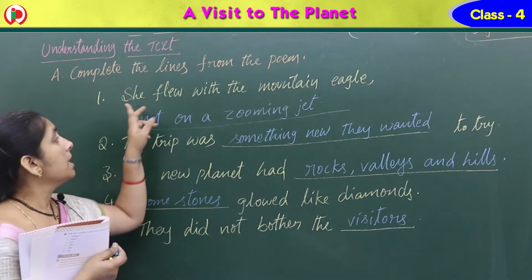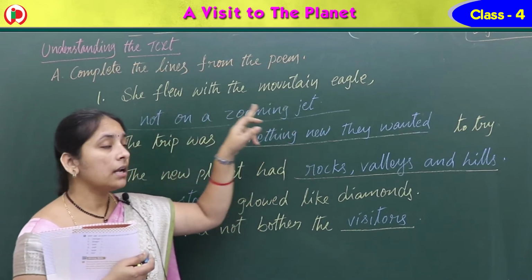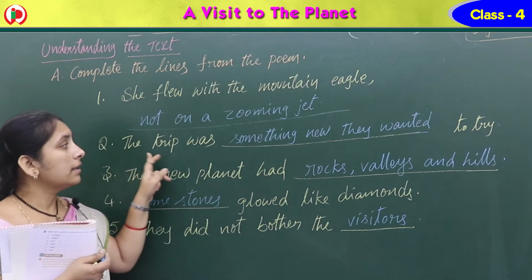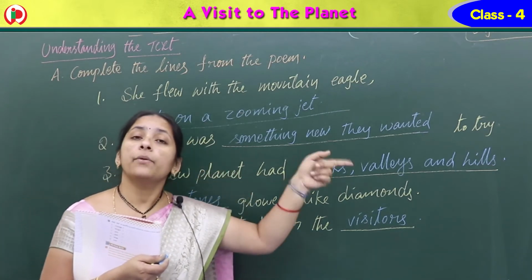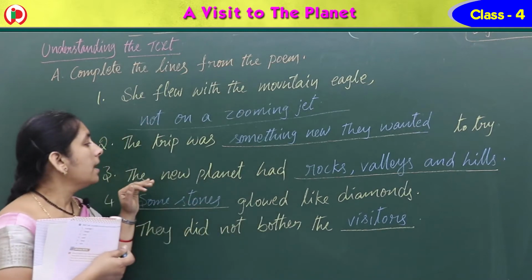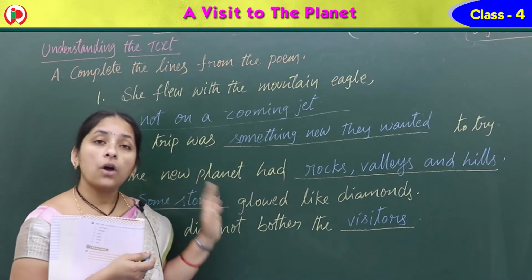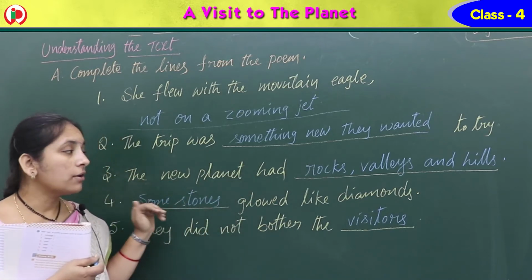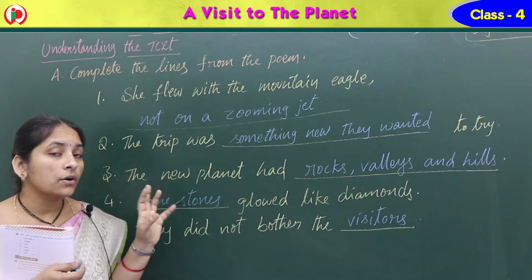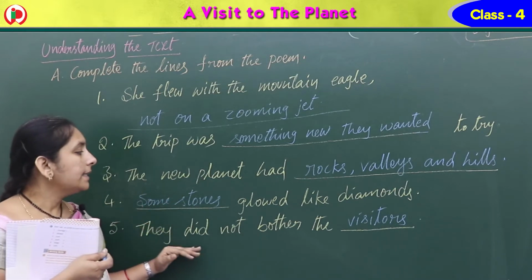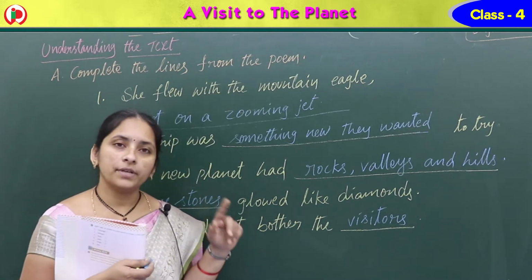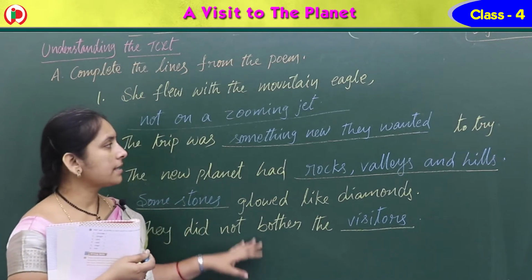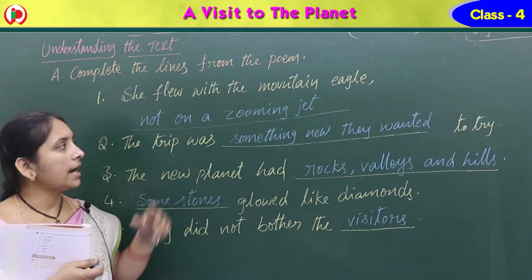Right? So, she flew with the mountain eagle, but not on a zooming jet. The trip was something new they wanted to try. The new planet had rocks, valleys, and hills. And some stones glowed like diamonds. They did not bother the visitors. Right? So these are from the poem. So all of you write the answers.